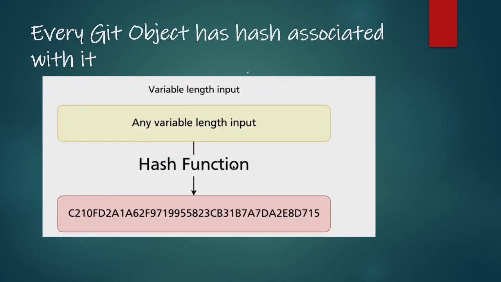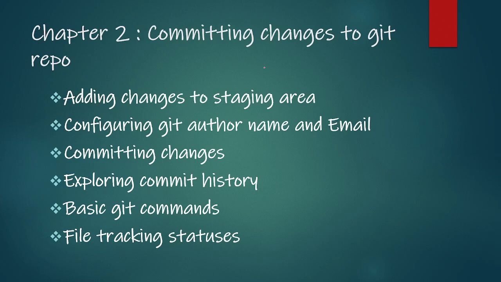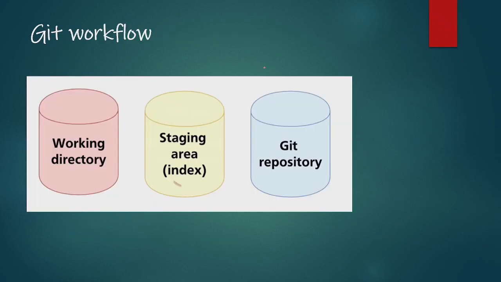Okay. So moving on. Hello all, in this section of the video, we are going to talk about how to add changes to the staging area. We are going to talk about the Git workflow, and in our case, I will be talking about what our working directory is and how we can move files from a working directory to the staging area and staging area to the Git repository. So just stay tuned.